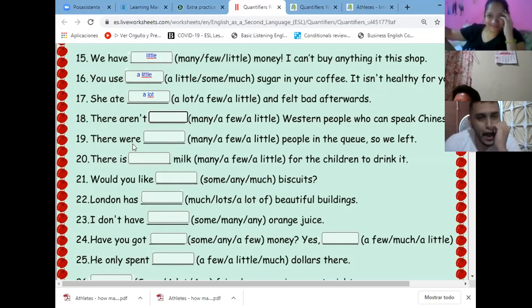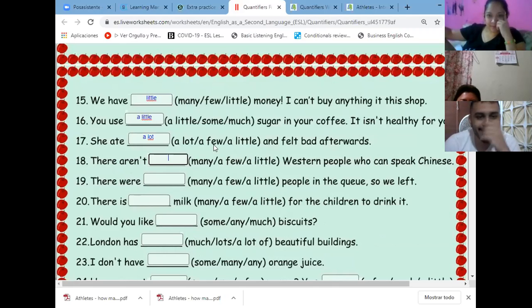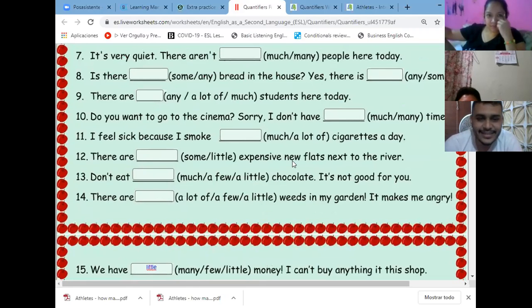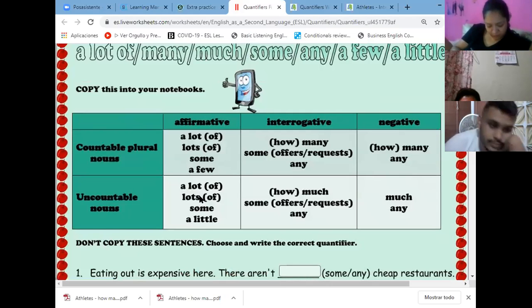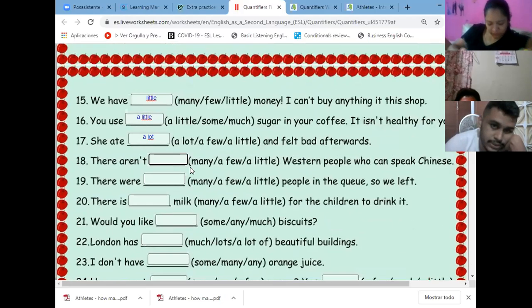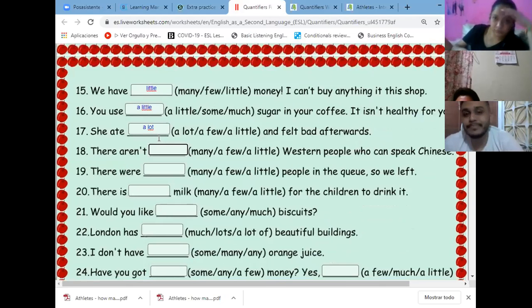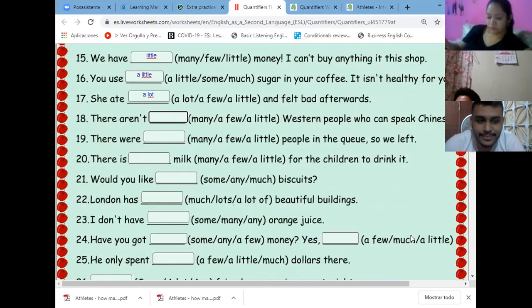Entonces, di la correcta. So, and remember, guys, that we don't use much for affirmative. We don't use much for affirmative. We're talking about sugar. Sugar is uncountable. So we don't use much for affirmative things. In this case, we use a lot of. But we don't have that option in this sentence. Okay, so it's a little, right? Any modo. Okay, you don't have any other option.